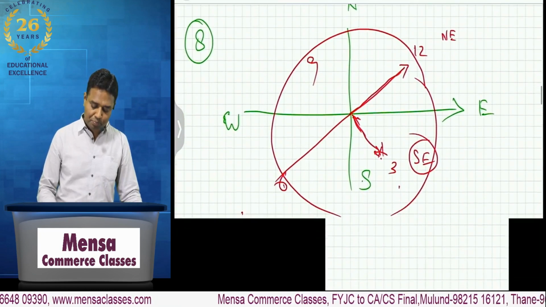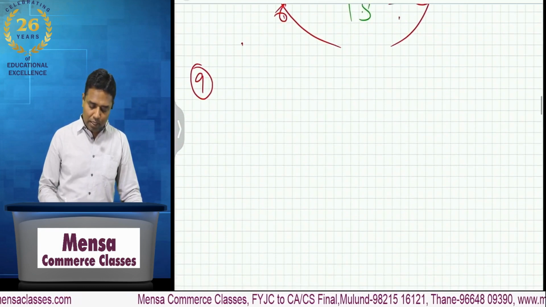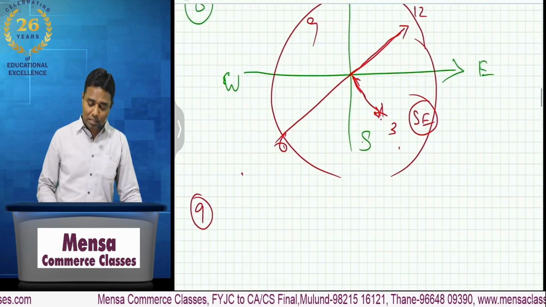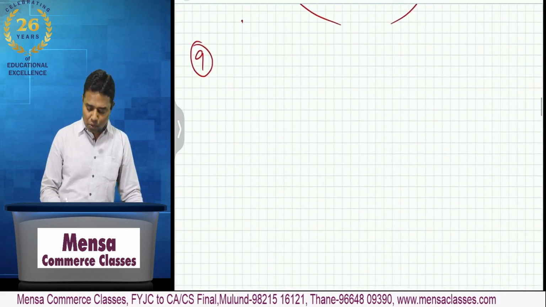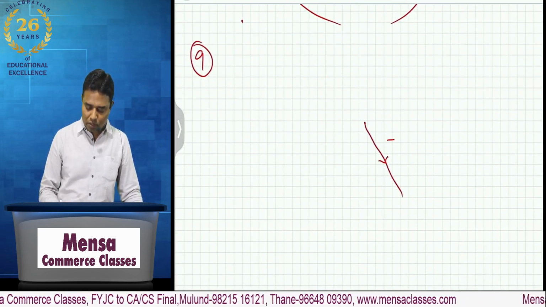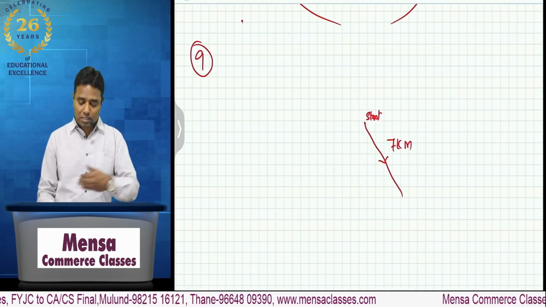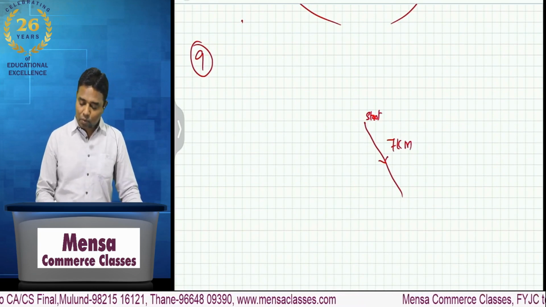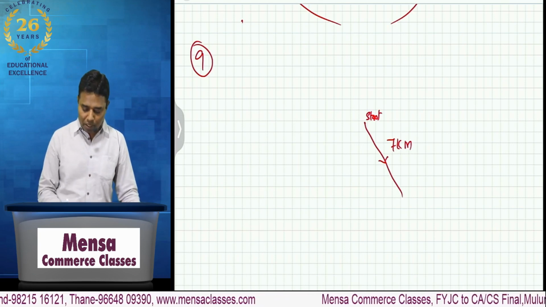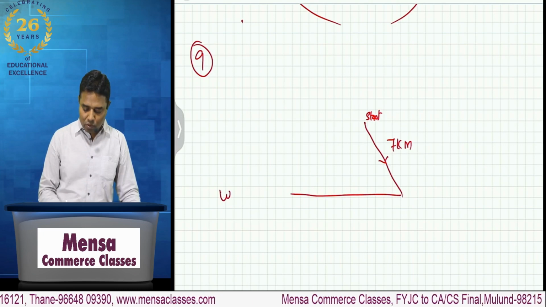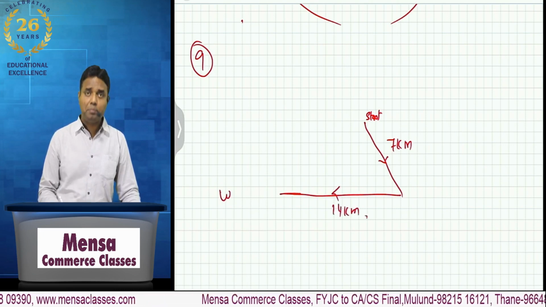Let's check. So question number 9. Radhika moves southeast. Where is southeast? We can check from this diagram. That's downwards, right? So southeast 7 kilometers. So Radhika started from this point, moved southeast 7 kilometers. Then she walks towards west 14 kilometers. West is in this direction, so 14 kilometers towards the west in this direction.